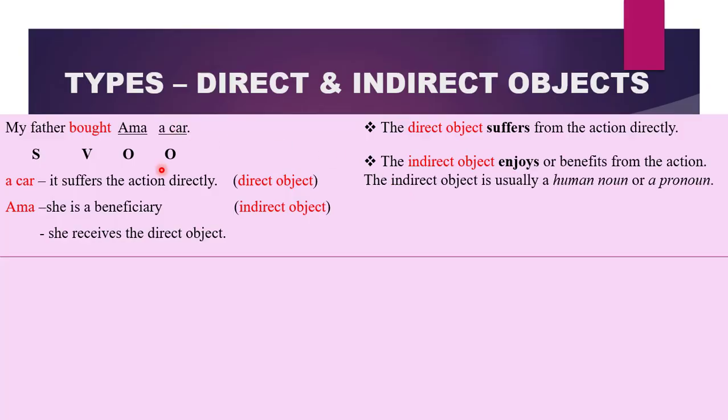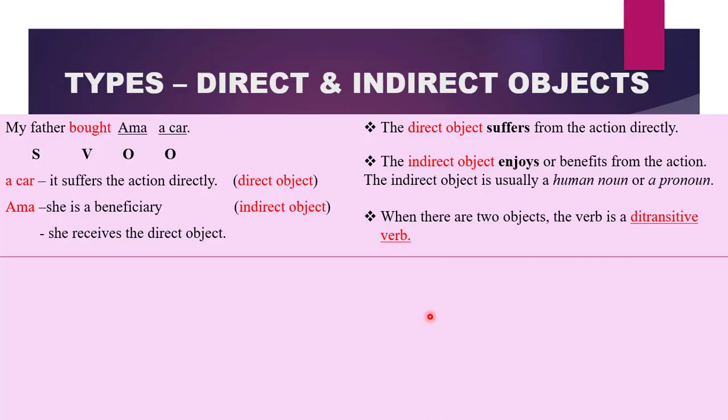In our previous slide, we said that when there is only one noun after the verb, we call that transitive verb because it takes only one noun after it. What if there are two nouns after it, just as we have Ama and a car? We will call it a ditransitive verb. So when there are two objects, the verb in the sentence is a ditransitive verb because it has taken two objects. Whenever we have two objects, one of them will be direct and one of them will be an indirect object. Therefore, our sentence pattern is going to be SVOO.